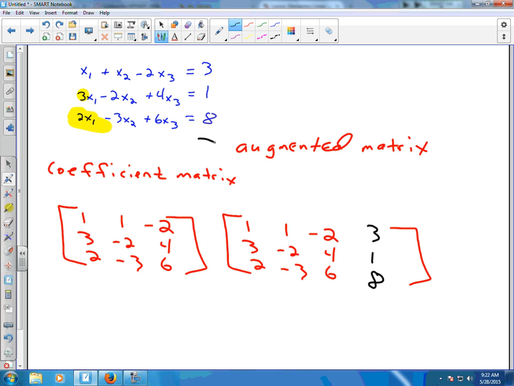Now some books put a line before the numbers on your right side, those are your solutions. Just from what I've seen so far, this book really doesn't do that. It leaves the colons out, and it just tells you, hey, this is an augmented matrix, so these are the coefficients of x1, these are the coefficients of x2, these are the coefficients of x sub 3, and then these are your numbers.